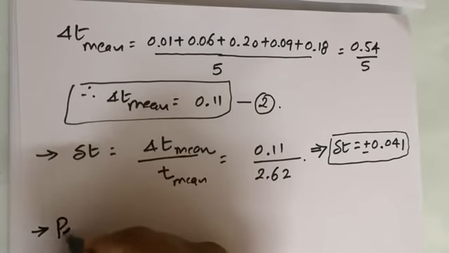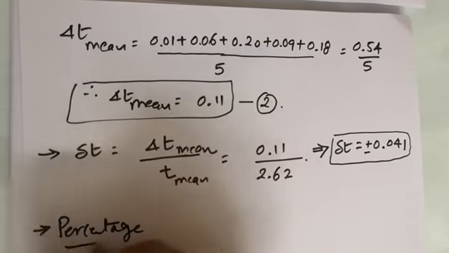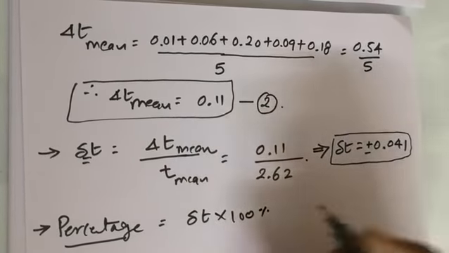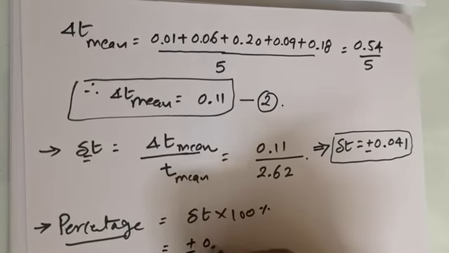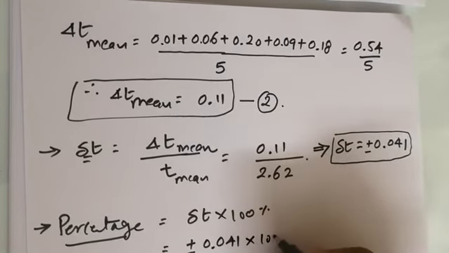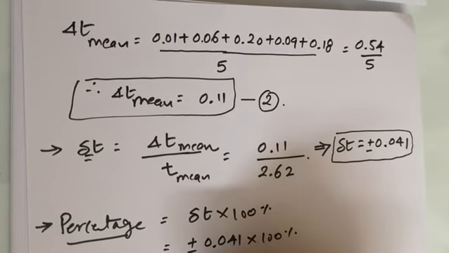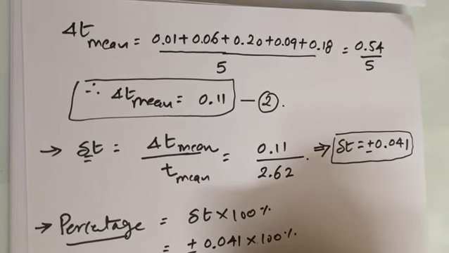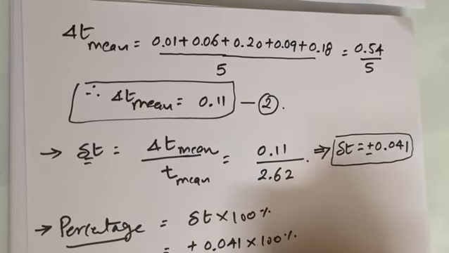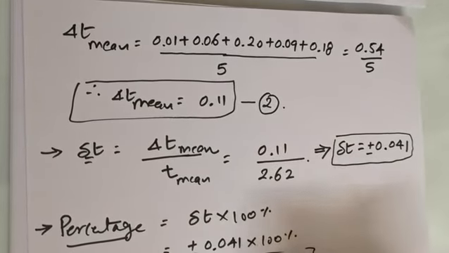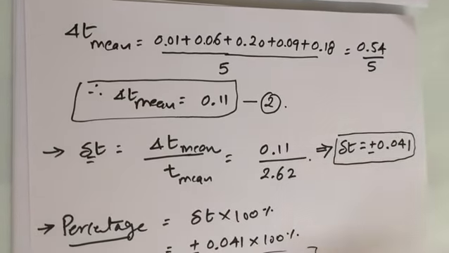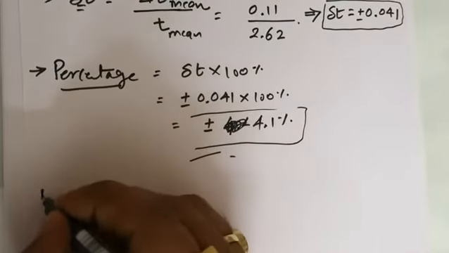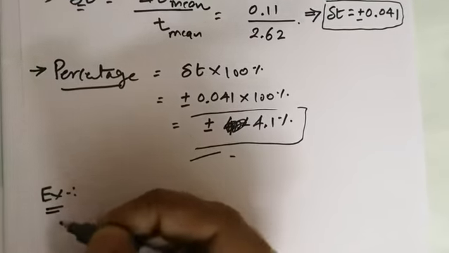The last part is that I want to find the percentage error. For the percentage, what I am doing is delta t multiplied by 100%. So I have plus or minus 0.041 multiplied by 100%, which will give me plus or minus 4.1 percent. So this is how we can find our type of error whenever an average is involved. Students, I am giving you one more example.